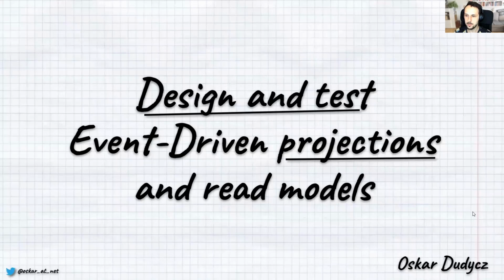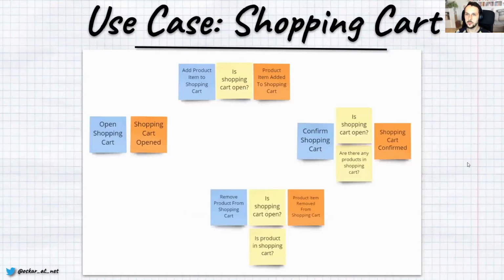Just to recap about the projections. We will be going through the classical example from my blog post and from my example domain, the shopping cart. I think that it's simple enough to just grab what it is about, but it doesn't matter much because we will be focusing on the mechanics.